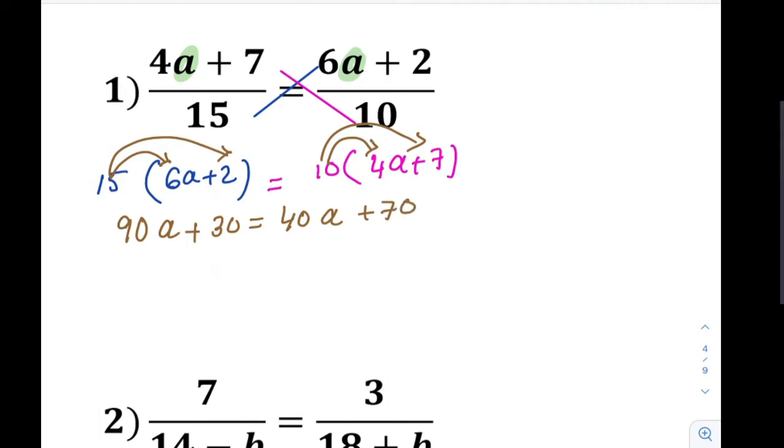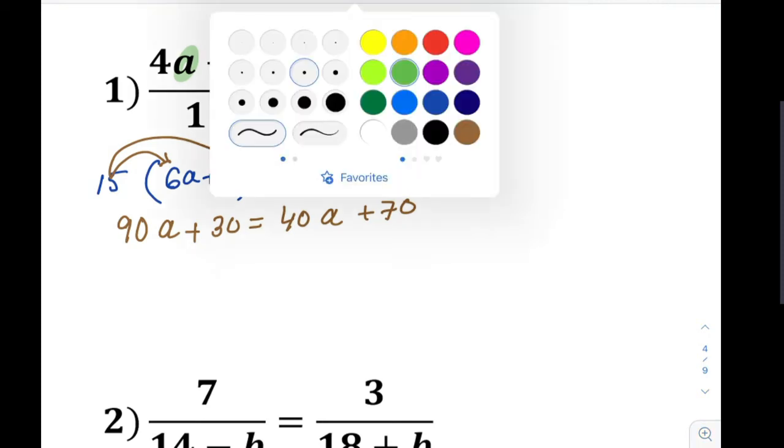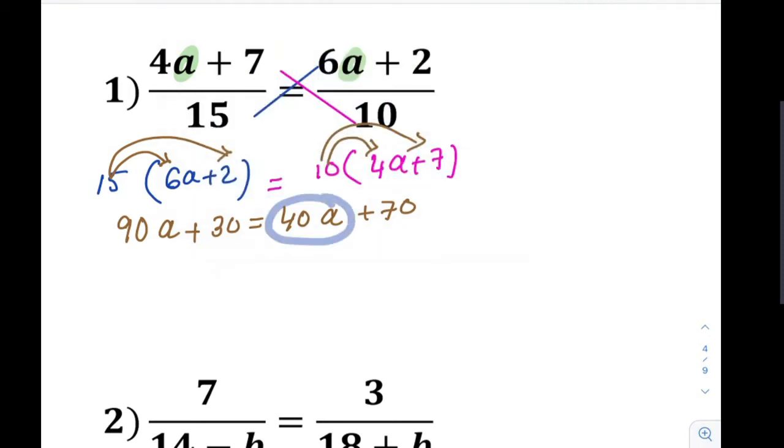Actually, we have the variable a appearing on both sides. It is appearing here and it is here. So either you can subtract from both sides to cancel a from this side, making it 2 steps, or you can shift it from side to side, changing the sign. We get used to that. Now 90a minus 40a is 50a.